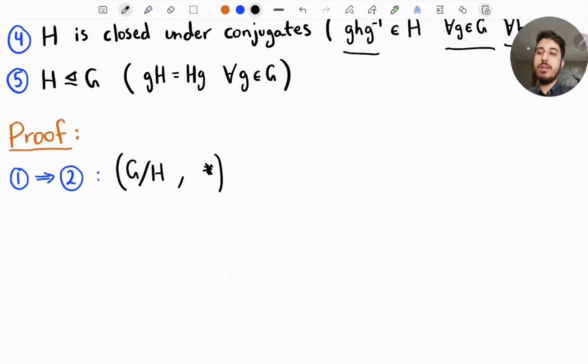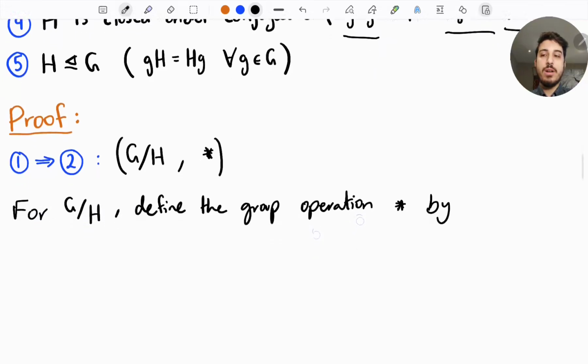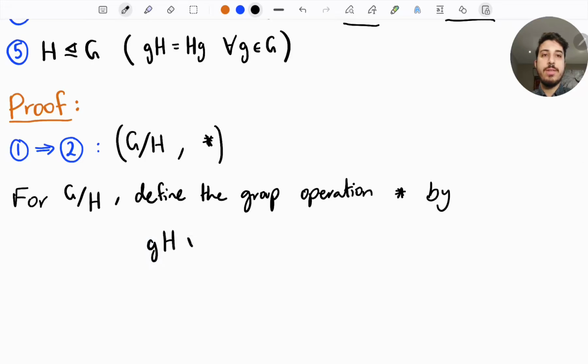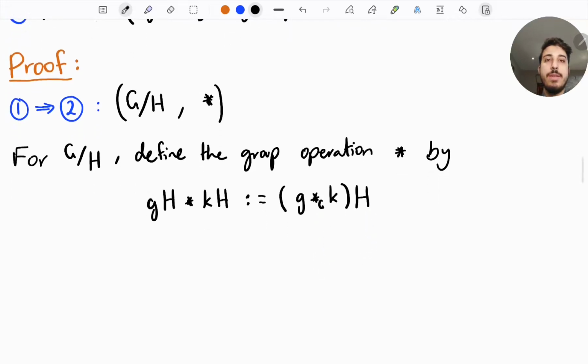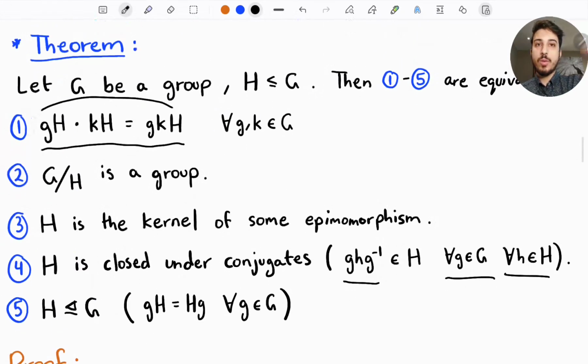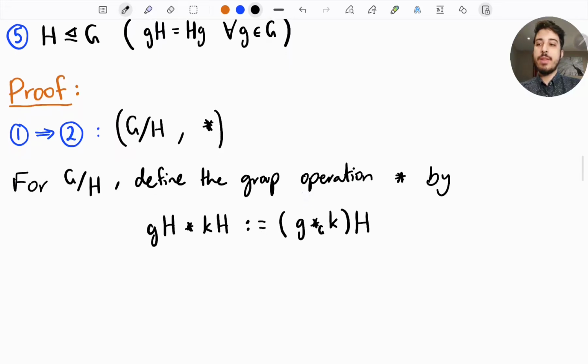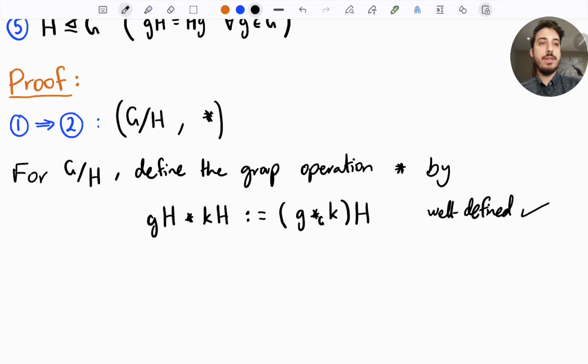So, I will define, for gH, the group operation star by gH star kH to be equal to the coset of the product of g and k by the group operation of G, times H. So this is my definition. I want to see, first of all, that it's well defined. And the reason it's well defined is because I have supposed that one is true. So, once having supposed that, it is, of course, well defined. So, well defined, that is done.